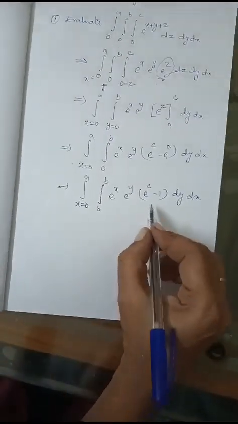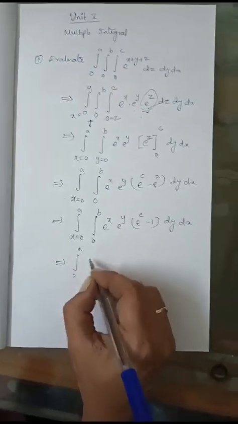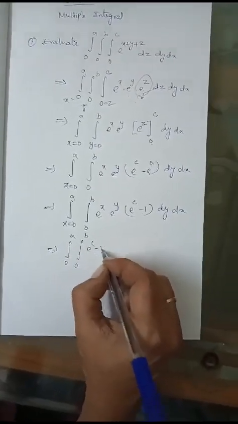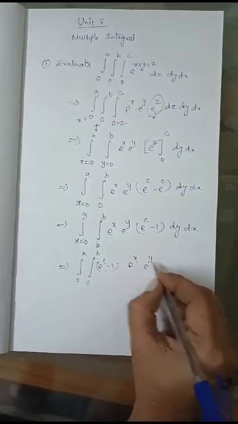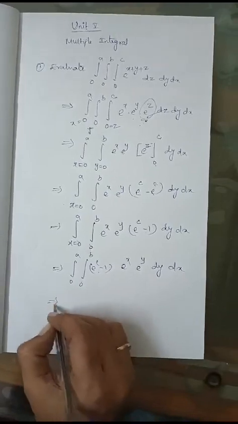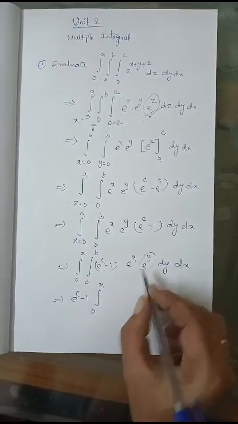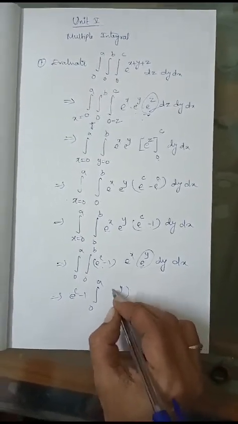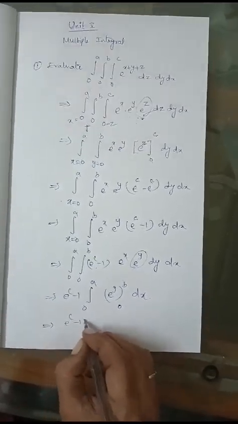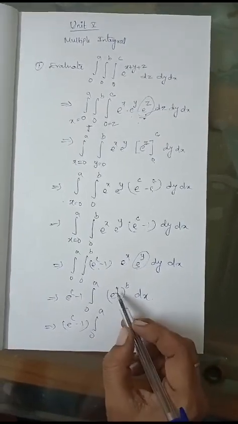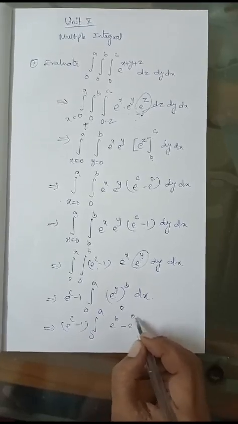From this step, e power c minus 1 is constant, take outside, which implies integral 0 to a, 0 to b, e power c minus 1 into e power x into e power y dy dx. Now integrating with respect to y, which implies e power c minus 1, integral 0 to a. Next, integrating e power y with respect to y, the answer is also e power y. Next, substituting the limit 0 to b, after that dx, which implies e power c minus 1, integral 0 to a, substituting the y limit, upper limit is b, lower limit is 0. The answer is e power b minus e power 0 into dx.